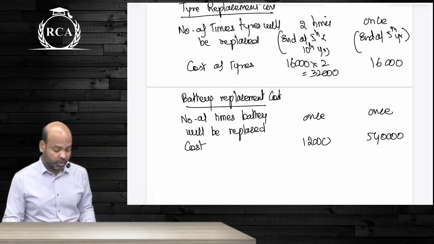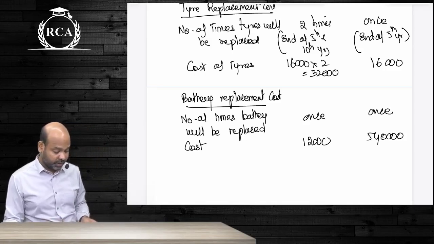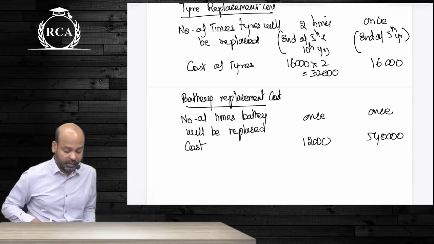Now this operating cost per month per car will be interesting guys. Arrive at all the expenses on a per month basis.